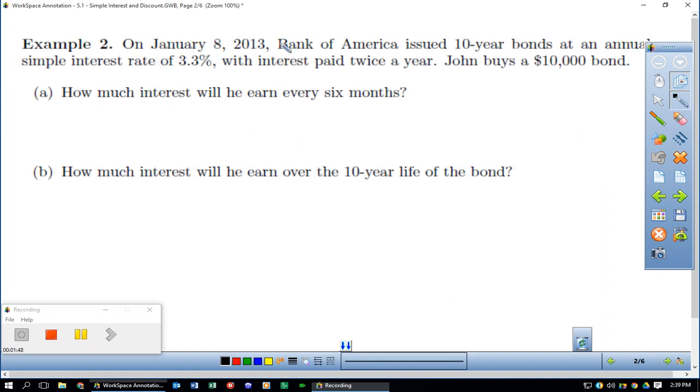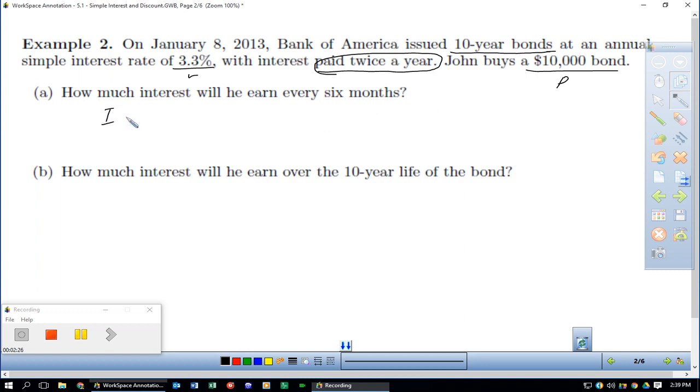Next, on January 8th, 2013, Bank of America issued 10-year bonds at an annual simple interest rate of 3.3% with interest paid twice a year. John buys a $10,000 bond. We're eventually going to need this for the 10-year bonds. We have $10,000. That's going to be our principal, the deposited amount. Here we have our rate. And it says interest is paid twice a year. So how much interest will he earn every 6 months?